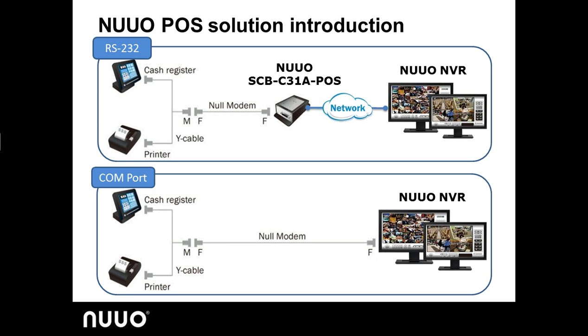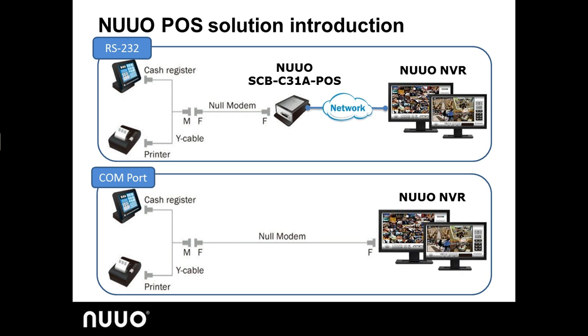If your POS terminal supports RS-232 only and the NVR has a network interface only, like our standalone NVR, you should set up the POS diagram as in the first picture. In this diagram, HCBC31A will convert the transaction data from RS-232 to Ethernet. All you need is the POS license, white cable, and null modem. They are included in the C31A accessories, so you don't need to purchase them additionally.